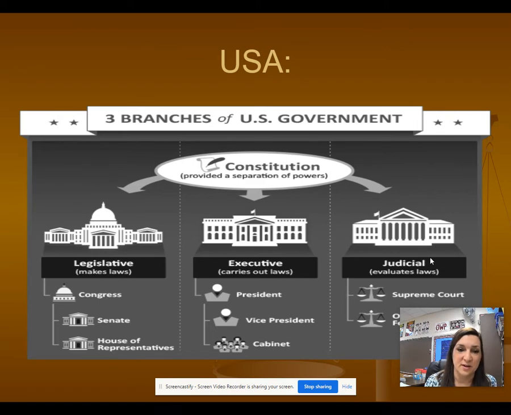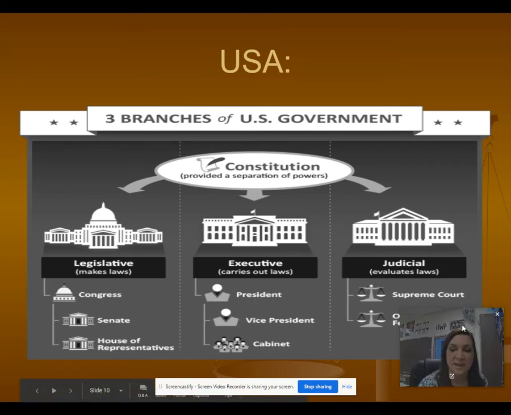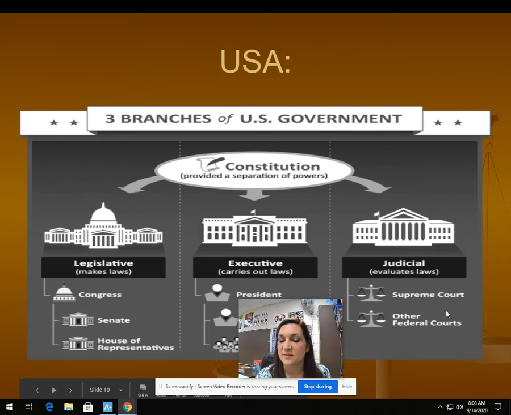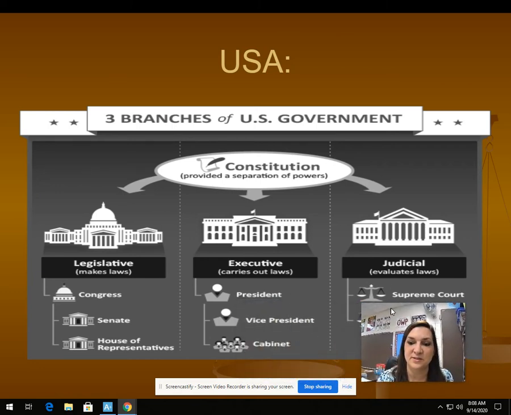This is just a little graphic to show you the branches of the U.S. government. And not every democracy has this same setup, but we have our legislative branch, which makes the laws. And this is composed of Congress, which includes the Senate and the House of Representatives. You have your executive branch, which we typically say carries out the laws. And this is where you see your president, vice president, and the cabinet. And then last but not least, you have your judicial branch, which includes the Supreme Court and other federal courts. And that is the branch that evaluates the laws.